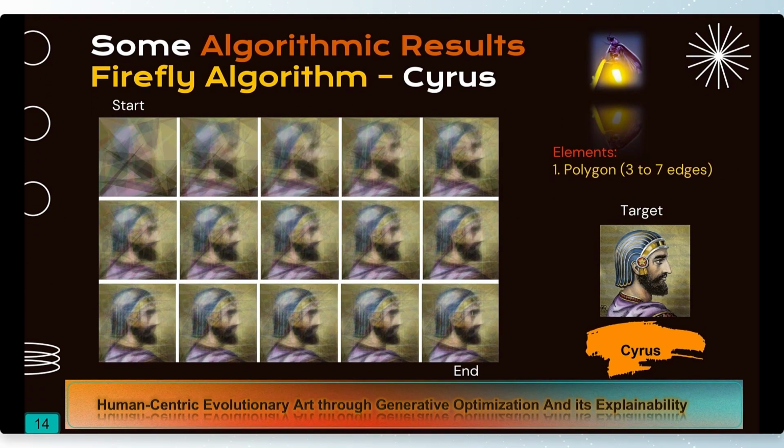Or here we can see the Firefly algorithm trying to reconstruct the Cyrus image as a target. You can see it on the right, using just polygons. Polygons have different edges, so in each run it randomly takes a number of polygon sides between 3 to 7, and finally we can see, from almost nothingness, a similar face.